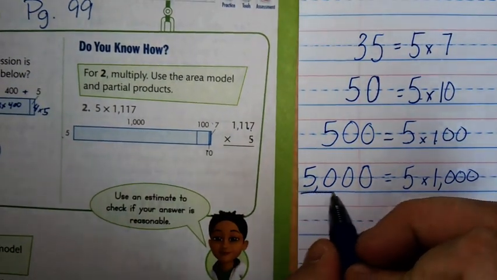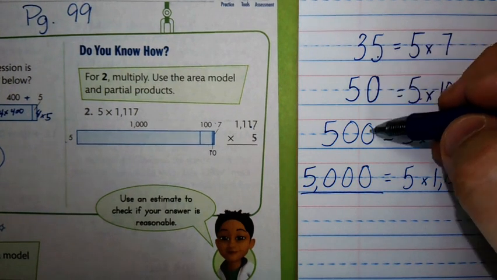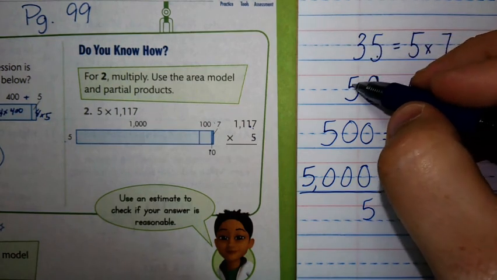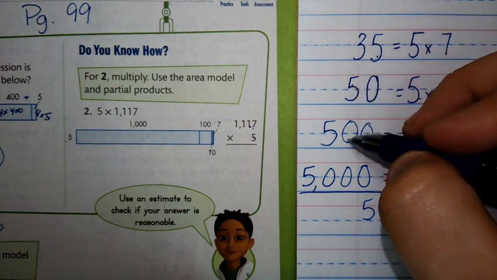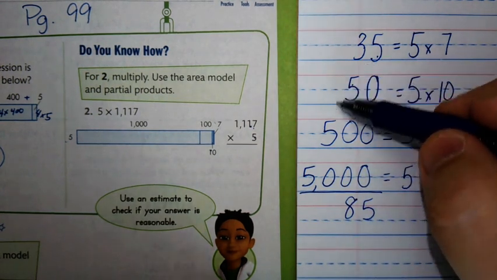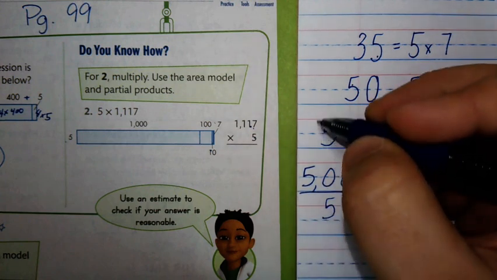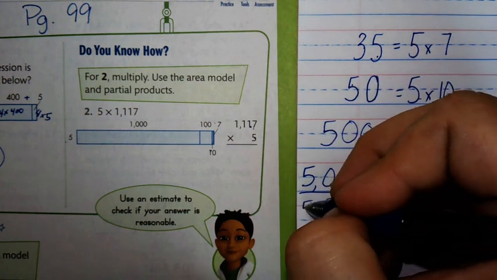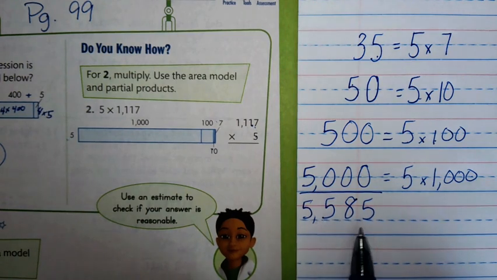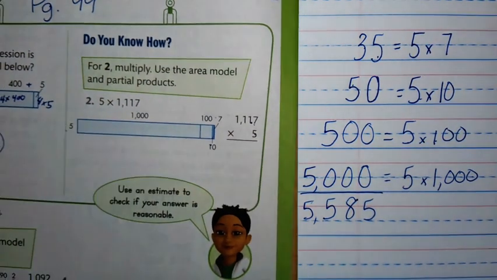Now that I've done all this, I can add it up. All right, let's do it. 5 plus zeros is 5. 3 plus 5 is 8, plus zeros is 8. 5 plus 0 is 5. And nothing plus 5 is 5. So our answer here is 5,585. If you did not get that, go back and check your work.